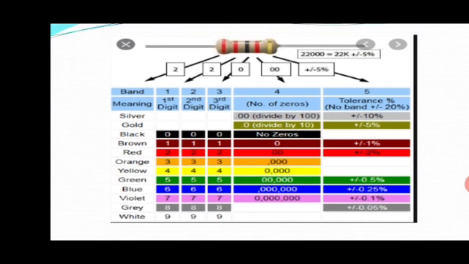Then there is a fifth ring. It indicates the tolerance. How much? What is mentioned here?